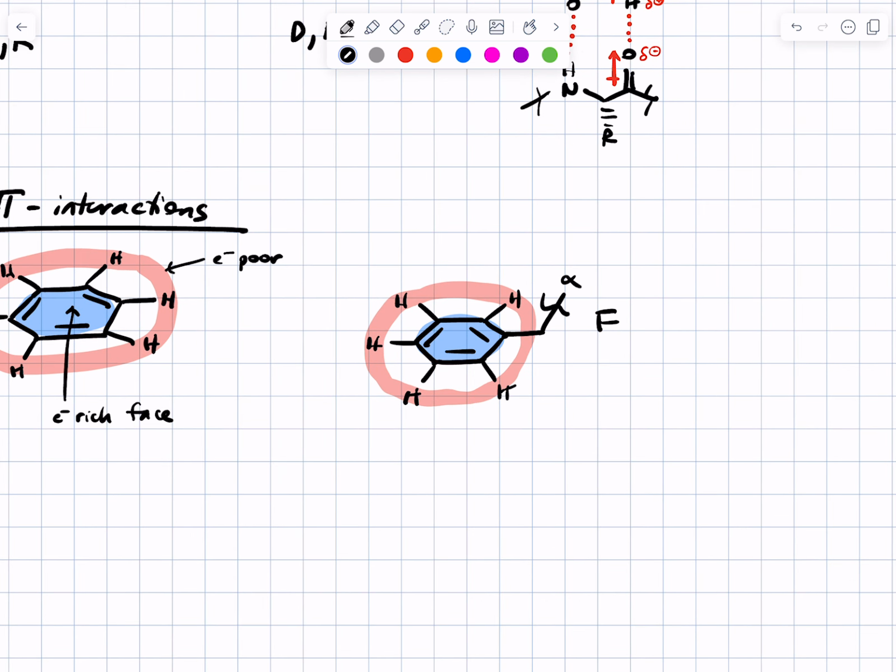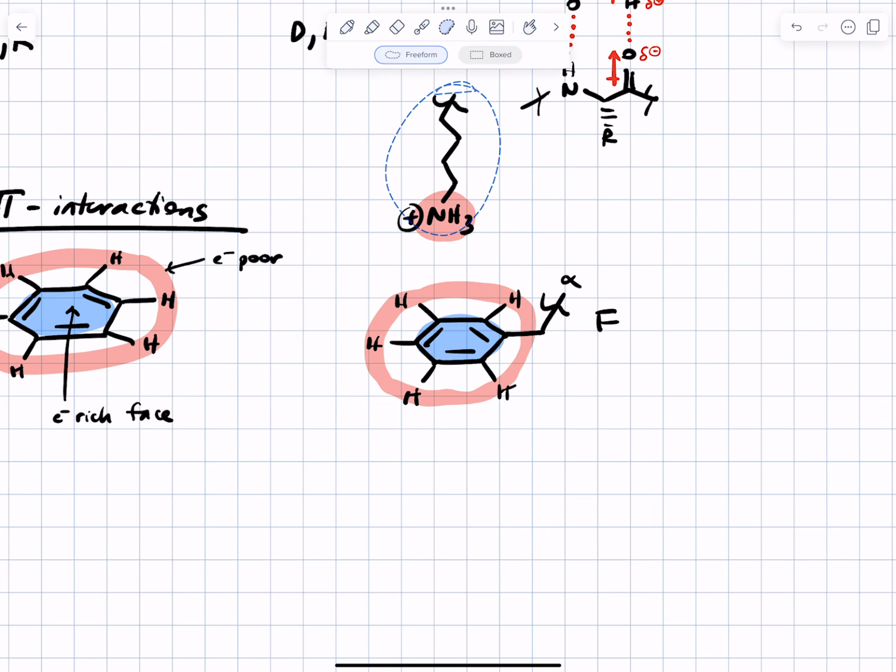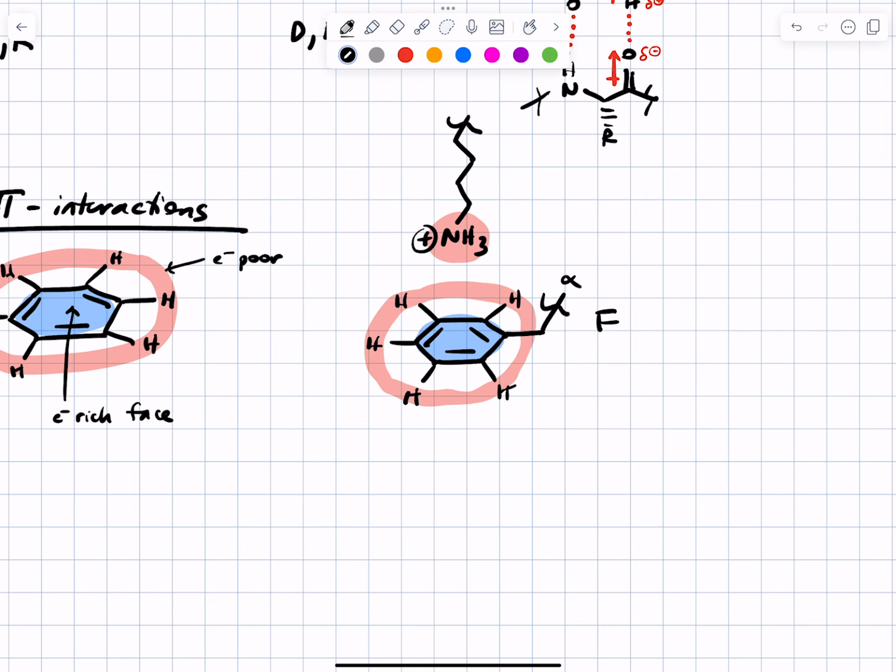Imagine that the electron-rich face of the benzene ring is interacting with the electron-poor ammonium group, the positively charged ammonium group of a lysine side chain. So we'll color this lysine side chain ammonium group red for electron poor. Imagine that nitrogen moving down to be close to the benzene ring. The positively charged nitrogen would be attracted to the electron-rich face of the benzene ring. I'm going to illustrate that with the red dotted line.